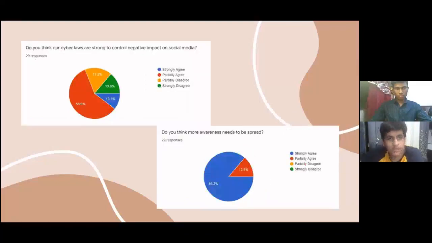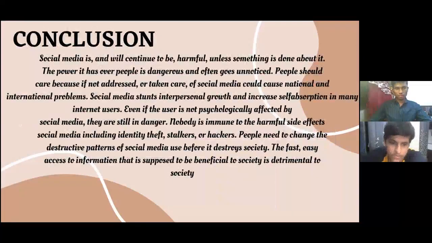Do you think our cyber laws are strong enough to control negative impacts of social media? 50.6% of people partially agree with this, while 17.2% partially disagree, and 13.8% strongly disagree. Do you think more awareness needs to be spread? 86.2% of people think more awareness needs to be spread regarding the negative impacts of social media.